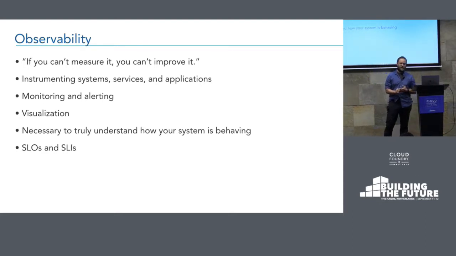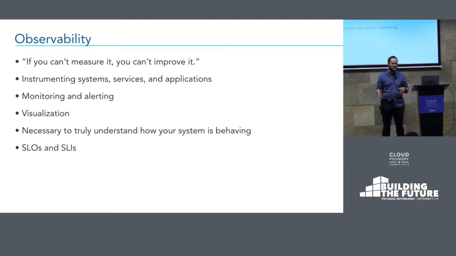So observability is this larger concept now. It includes monitoring and alerting. It's been evolving a lot recently, but it's basically just instrumenting the systems, services, and applications that you're running. And sometimes it includes visualization. It can be graphs, charts, gauges, whatever it is that you need to be able to actually see how your system is performing.